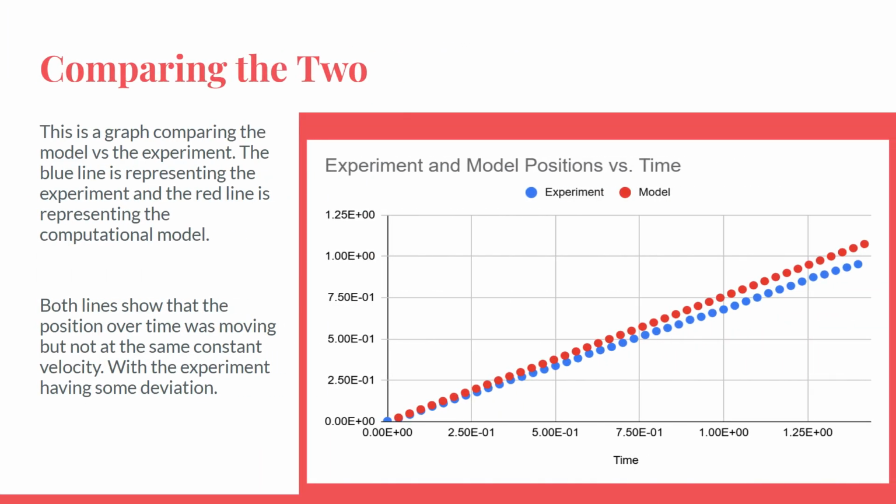Comparing the two. This is a graph comparing the model versus the experiment. The blue line is representing the experiment, and the red line is representing the computational model. Now, both lines show that the position over time was moving, but not necessarily at the same constant velocity, with the experiment having some deviation.